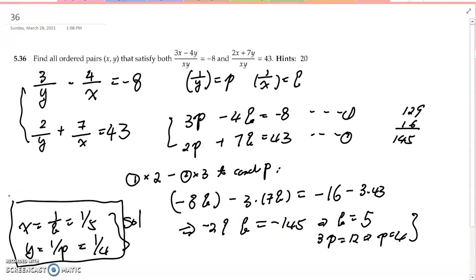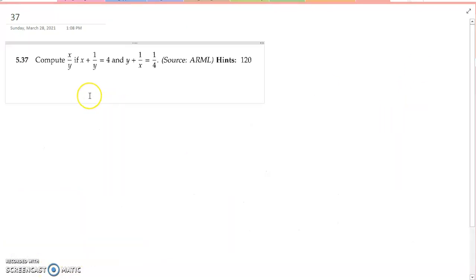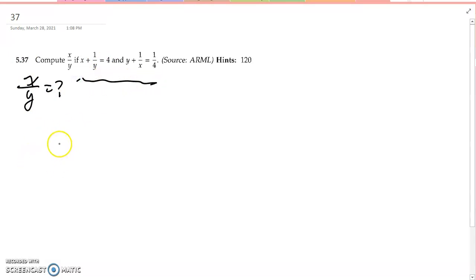Okay. Next one. This one sounds complicated. We are trying to solve for x over y, right? But we know this one. Okay, let's just multiply them first.